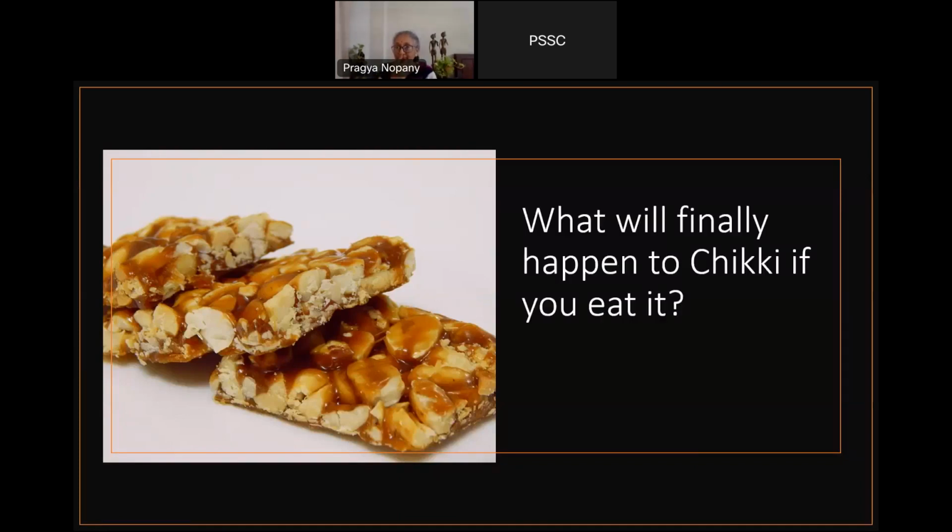Now you may give chikki, small pieces of chikki, in the classroom, and we may say, what will finally happen to the chikki if you eat it? So tell me in the chat box, what do you think will happen to the chikki if you eat it? All of us are enjoying the sweet taste of chikki in our mouth, and then we are thinking about what will finally happen to the chikki when we eat it.